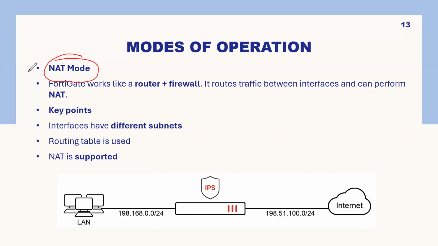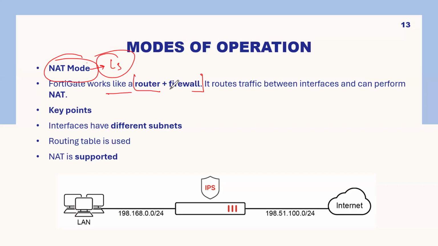One is called NAT mode. When we talk about NAT mode, what does it mean? It doesn't mean that it will be responsible for doing network address translation only. Here the term is NAT mode, and it means that it is operating at layer 3. This is the meaning of NAT mode. So FortiGate works like a router plus firewall.